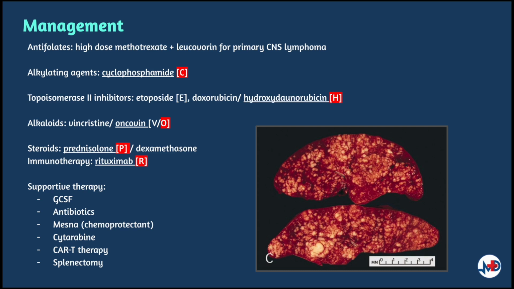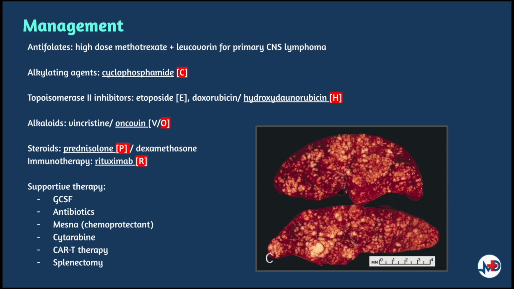Patients undergoing chemotherapy should be given prophylactic granulocyte colony-stimulating factor or GCSF to prevent neutropenic fevers. In patients who have severe neutropenia, consider administering prophylactic antibiotics alongside chemotherapy. Patients on high-dose cyclophosphamide or ifosfamide should also receive Mesna, a chemoprotectant to prevent hemorrhagic cystitis. For patients with high risk of CNS relapse, CNS prophylaxis with intrathecal methotrexate or cytarabine should be part of treatment.